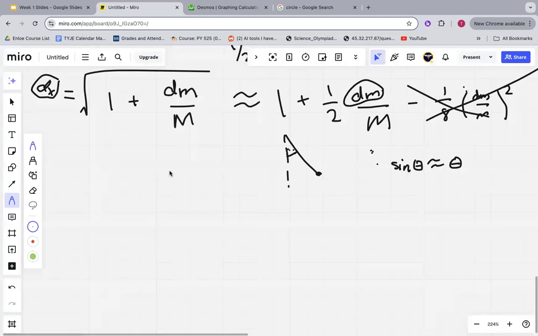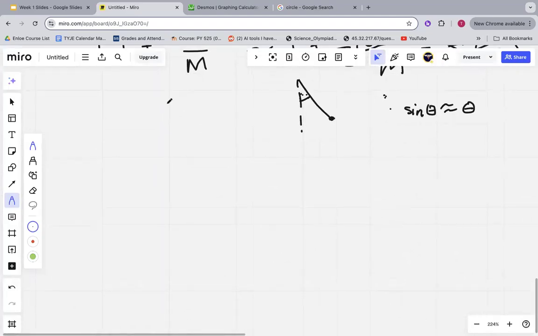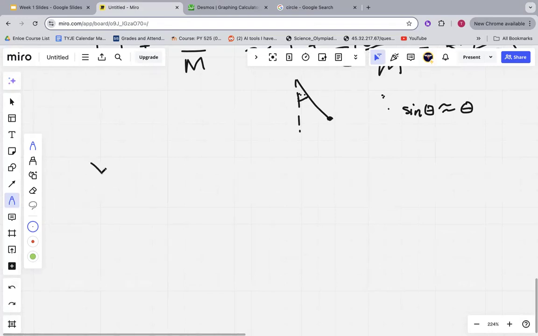So there are a few error rules that will be on the handout. If you have two variables x and y, the error in x plus y. So error we just denote with this delta symbol here.